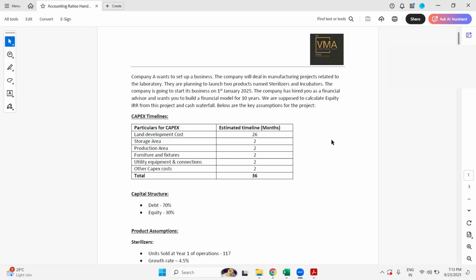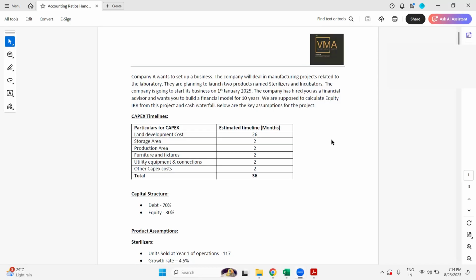So basically it's a company which supplies materials to the labs, and the materials which they think they can supply to the labs are sterilizers and incubators, right? Now the company is going to start its business on 1st January 2025, right? So basically guys, the commencement of business is going to start from 1st January 2025. Then the company has hired you as a financial advisor and wants you to build a financial model for 10 years, right? So basically the company wants that okay, please build a financial model for 10 years for me.